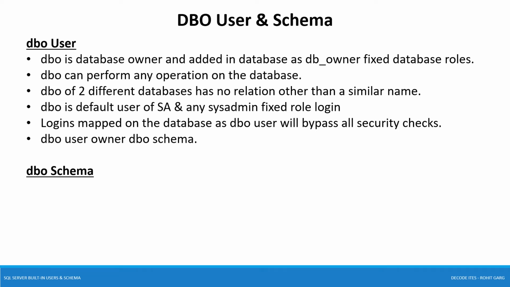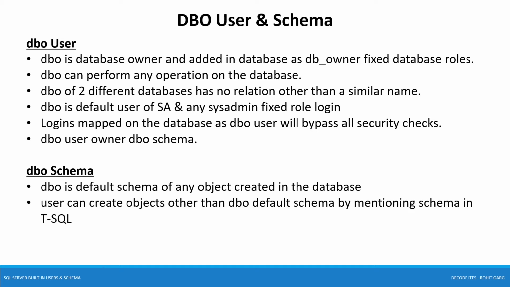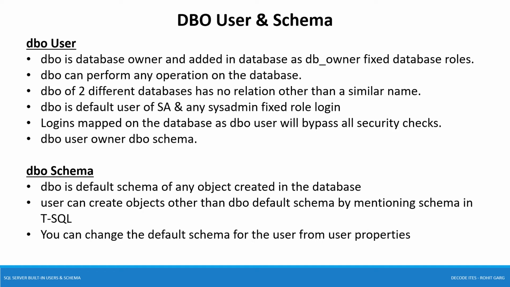Now let's discuss DBO schema. DBO is the default schema for any object created in the database. By default, if any object is created by any user, it will go to the DBO schema. Users can create objects in schemas other than DBO by mentioning the schema in T-SQL. If you want to create an object in any other schema or access objects of other schemas, you need to mention the schema name in your T-SQL commands. You can change the default schema for the user from user properties, as discussed in the last slide.